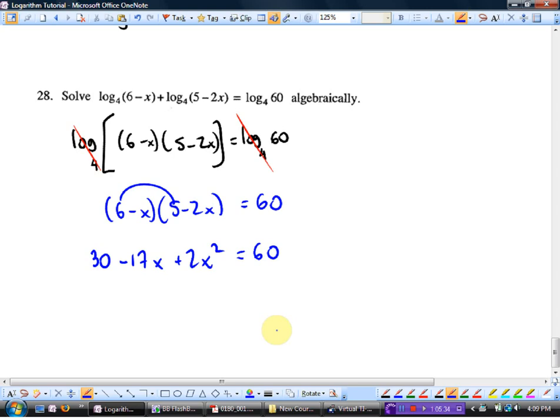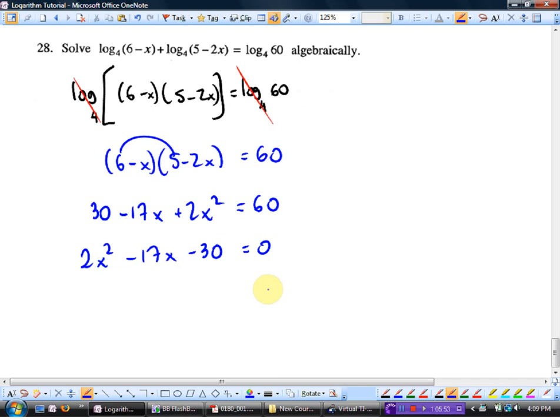How do I solve a quadratic? First thing, before I do anything else, got to make it equal to 0. It's going to be 2x squared, minus 17x. When I subtract 60 from this 30, it's going to be minus 30 equals 0. And now you have to be able to solve a quadratic equation. I don't care how you do it. Johnny, if you want a quadratic formula, knock yourself out. If you want to cheat and use the quadratic solver, I have no problem with that.